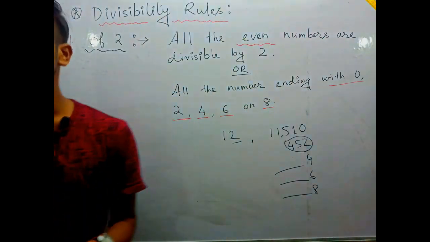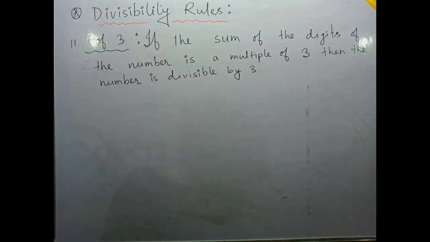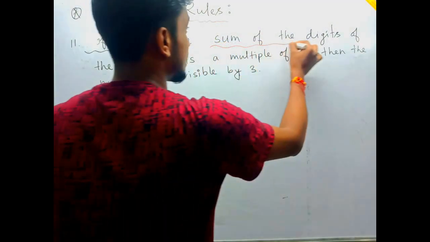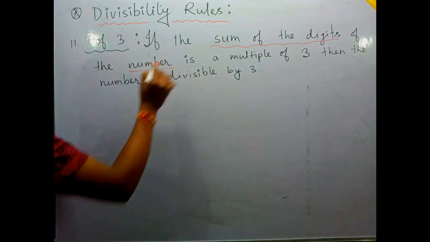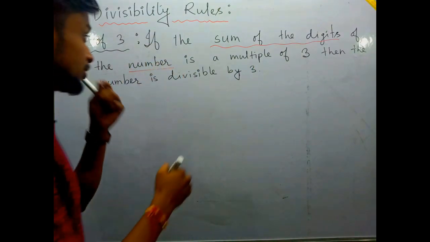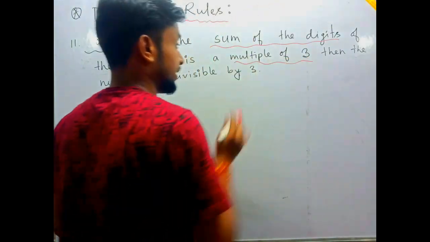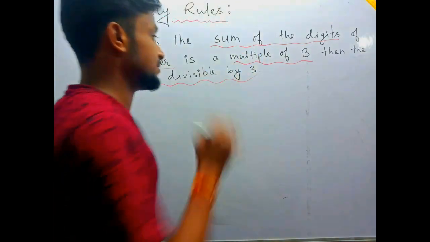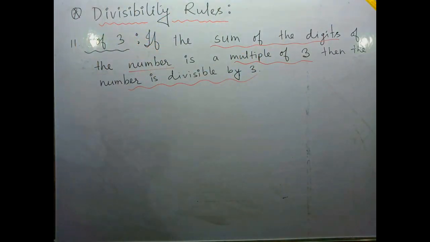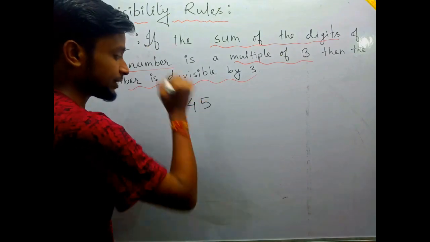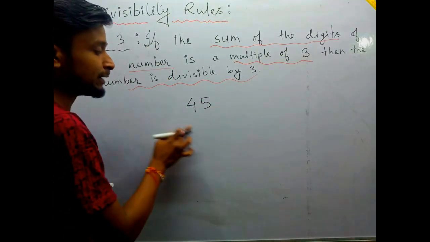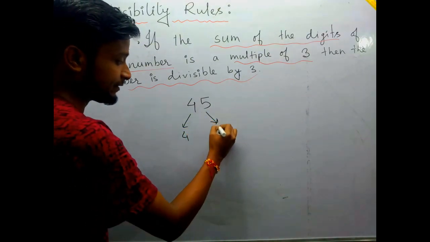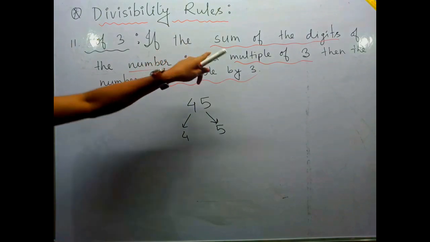Now we will check the divisibility rule for 3. What is the divisibility rule of 3? It is: if the sum of the digits of a number is a multiple of 3, then the whole number is divisible by 3. Like suppose we take a number, 45. Now in 45 there are two digits, 4 and 5, right? 4 and 5.